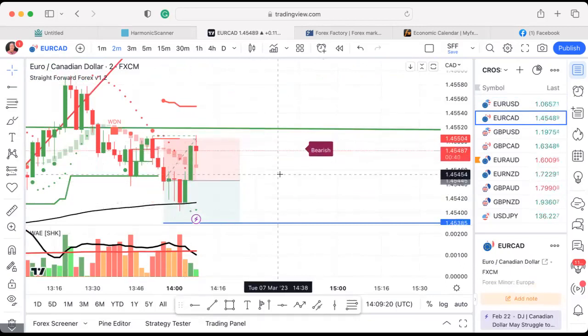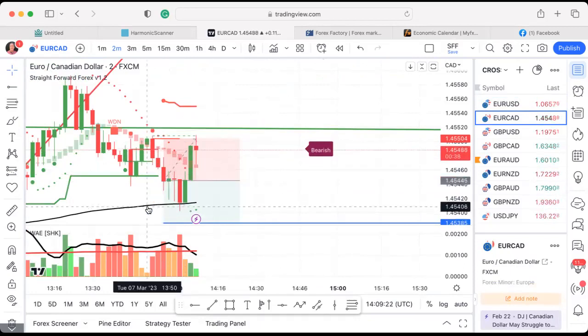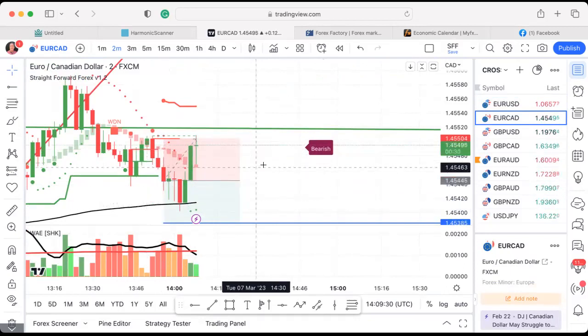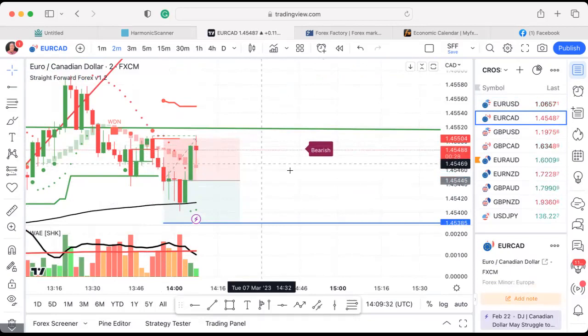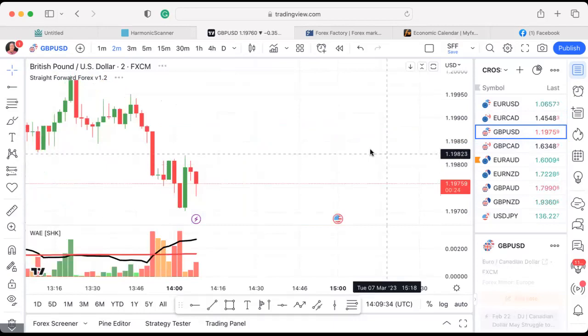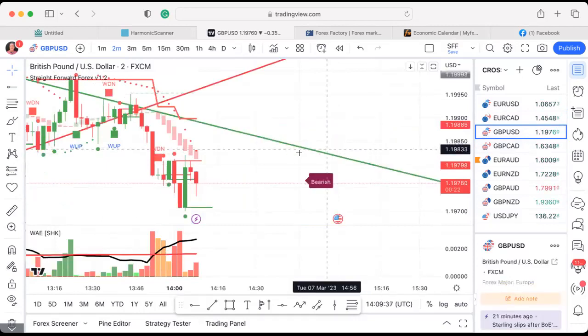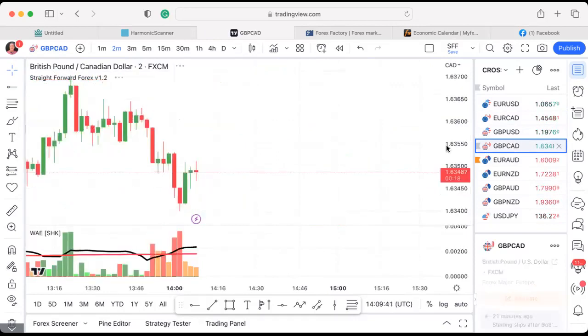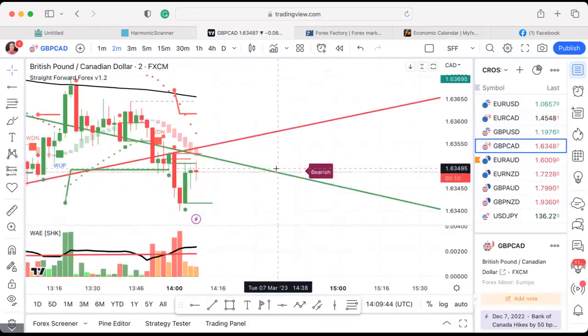And there's a clue as to why: it touched the 200 moving average and bounced off it. So we've definitely lost 1% on that one. I don't think we actually got in. No, we didn't get in on that. We didn't get in on either of the GBP pairs. They're still undecided.